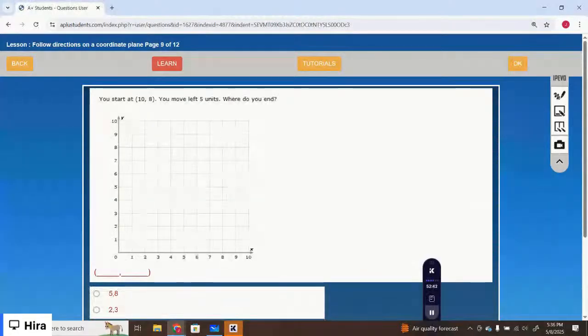You start at (10, 8). You move left 5 units. Where do you end? You move left 5 points. That is (5, 8). Option number 1 is the correct option.